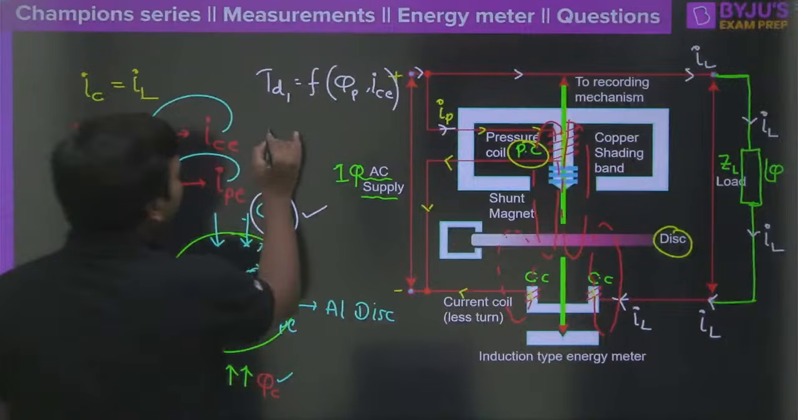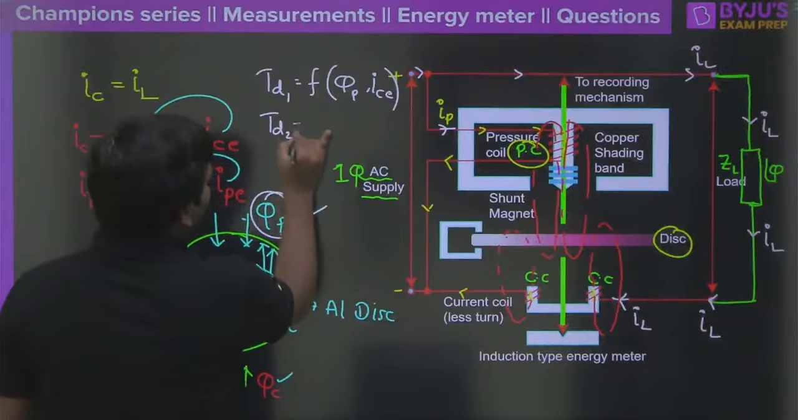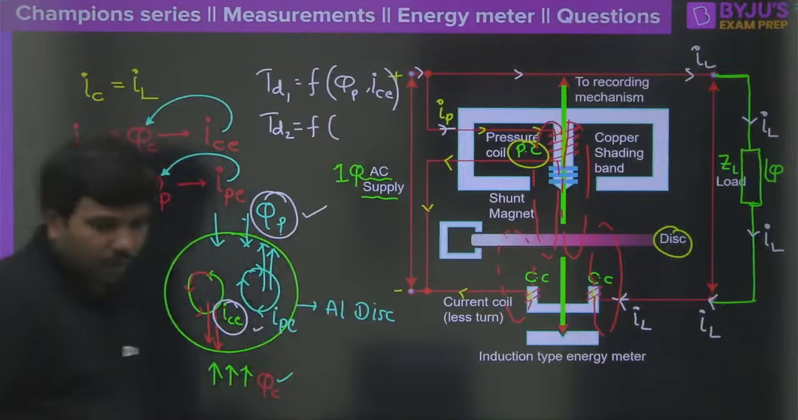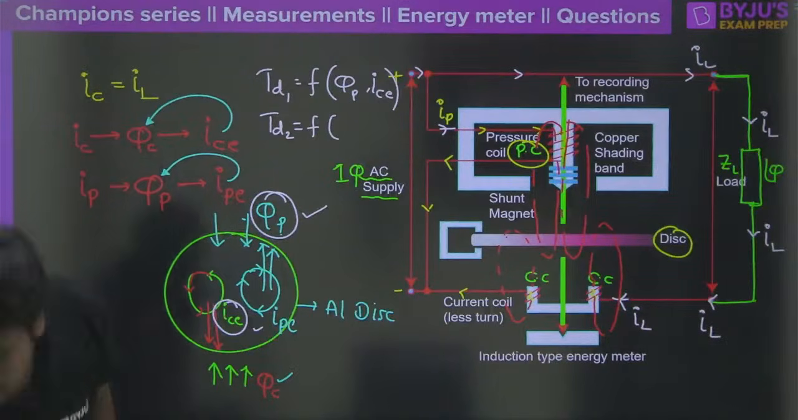At the same time, there will be another torque tau d2, which is a function of, now look at the other side of the flux here. This will be very interesting. What is the other torque you can get here? Any one of you? Soumya Bala, can you tell me? What is the other torque here?